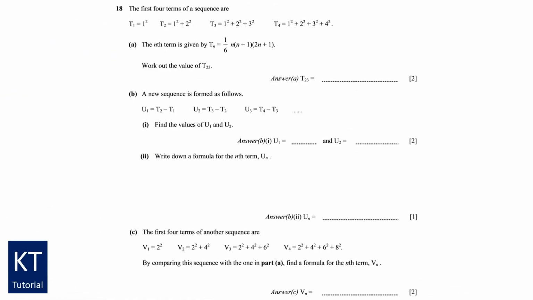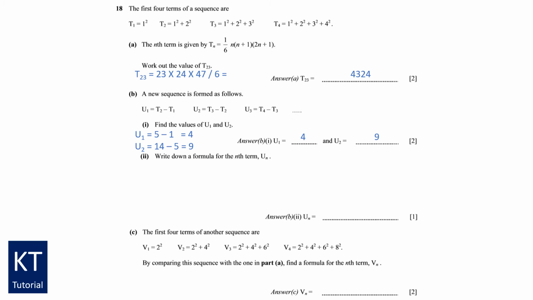Question 18. The first 4 terms of the sequence are as given. The nth term is given by the stated equation. Work out the value of T23. The required value can be obtained by making n 23. Next, a new sequence is formed as follows. Find the values of u1 and u2. By doing the maths, it should get us to 4 and 9 respectively.